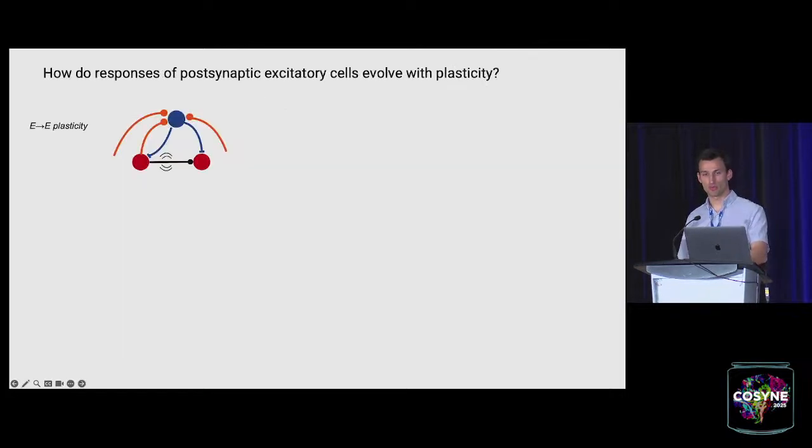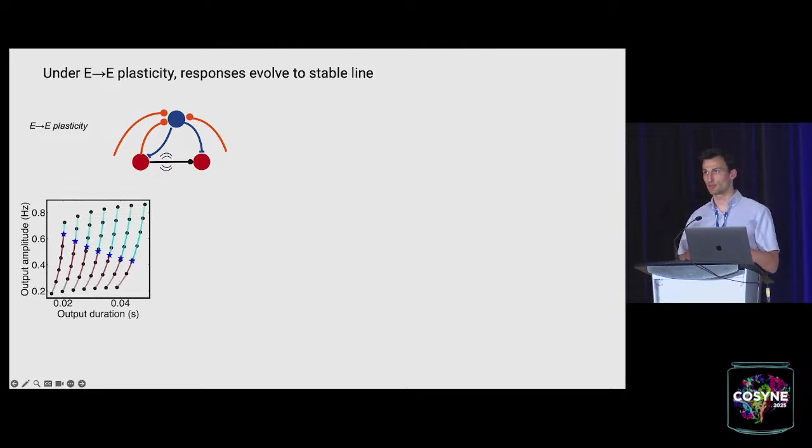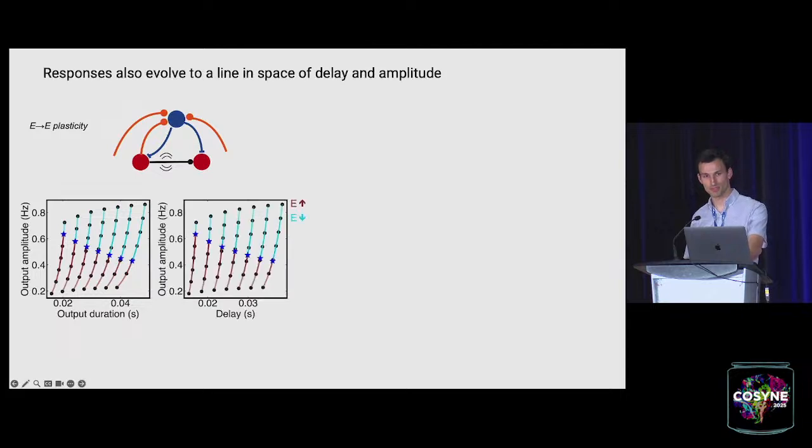We now ask what happens when, in a simplified model, only the excitatory inputs are allowed to evolve under some kind of E to E plasticity rule. So this one's homeostatic. So here are the initial responses, and after plasticity shapes the excitatory inputs, what we see is that all these responses will evolve to essentially a stable line shown here with the blue stars. So ideally, all these responses would have all converged to one point in space, indicating complete compensation for the altered input, but this does not happen under just an E to E plasticity rule. If we look in the space of amplitude and delay, the picture is similar.